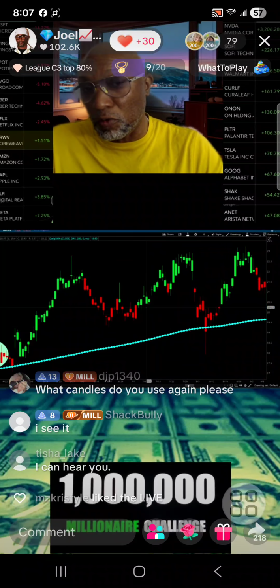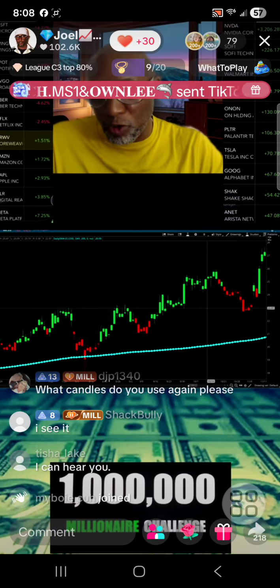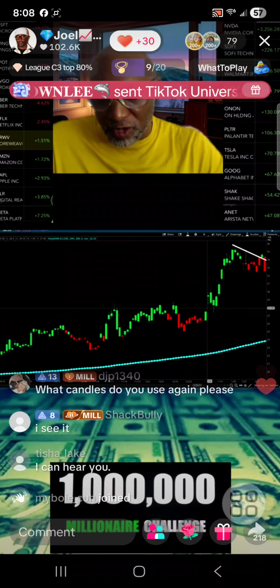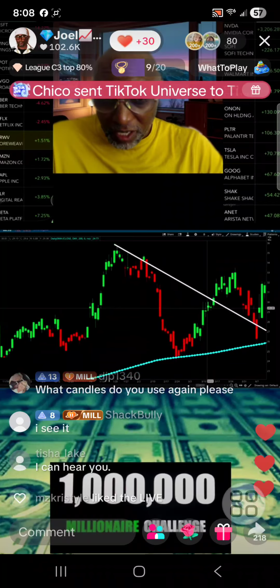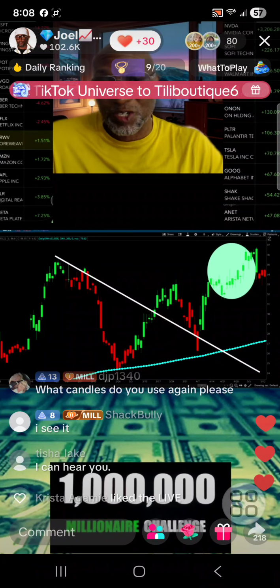All of these green moves are 10-day moves to the upside. Y'all see how it worked over and over again? It ran off like 10 trades in a row.